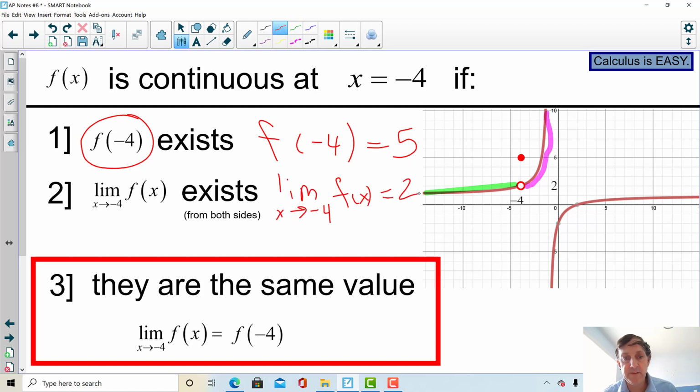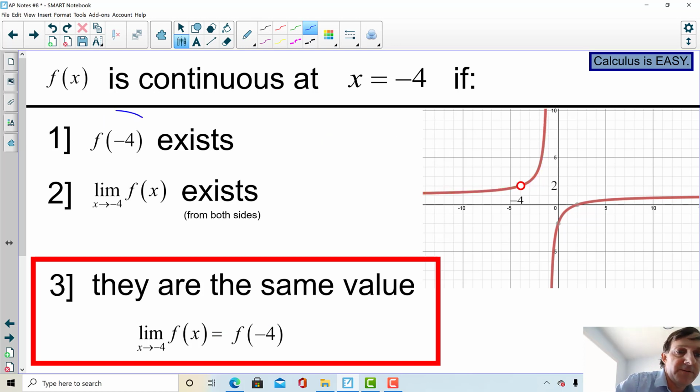So we can say that the limit as x goes to negative 4 of f of x is equal to 2. Now we look at the third condition. Are they the same? The limit was 2. The function was 5. But 2 is not equal to 5. So we would say that the limit as x goes to negative 4 of f of x does not equal f of negative 4. So no, f of x is not continuous at x equals negative 4.